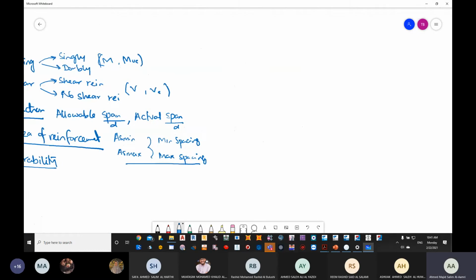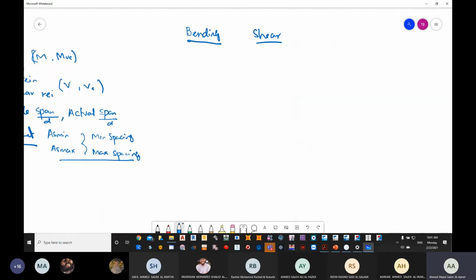Now let us have bending. Let us have shear. And then we'll have deflection. Now you can see, for example, when we talk about bending, we are having our equation, for example, if it's simple, then WL square over 8. Shear is WL over 2. You remember these equations? Okay.